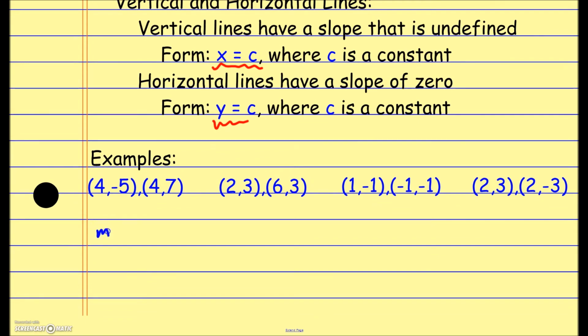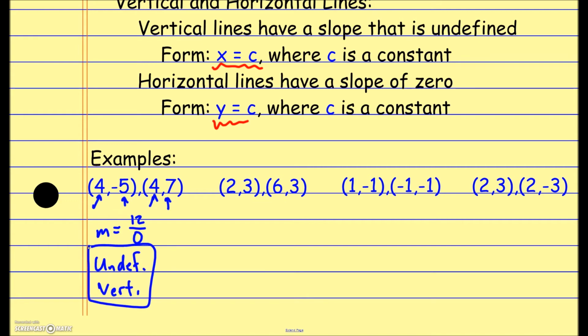So right here I'm going to do the slope. Right here the y value was a negative 5, now it's a positive 7. So my y value has gone up 12 units, so I put a 12 up top. My x value was a 4. It's still a 4, it hasn't changed, so the amount of change here is 0 for my x values. And if I do 12 divided by 0, that's undefined. I can't do that. Okay, so the slope here is undefined, which means I'm dealing with a vertical line.